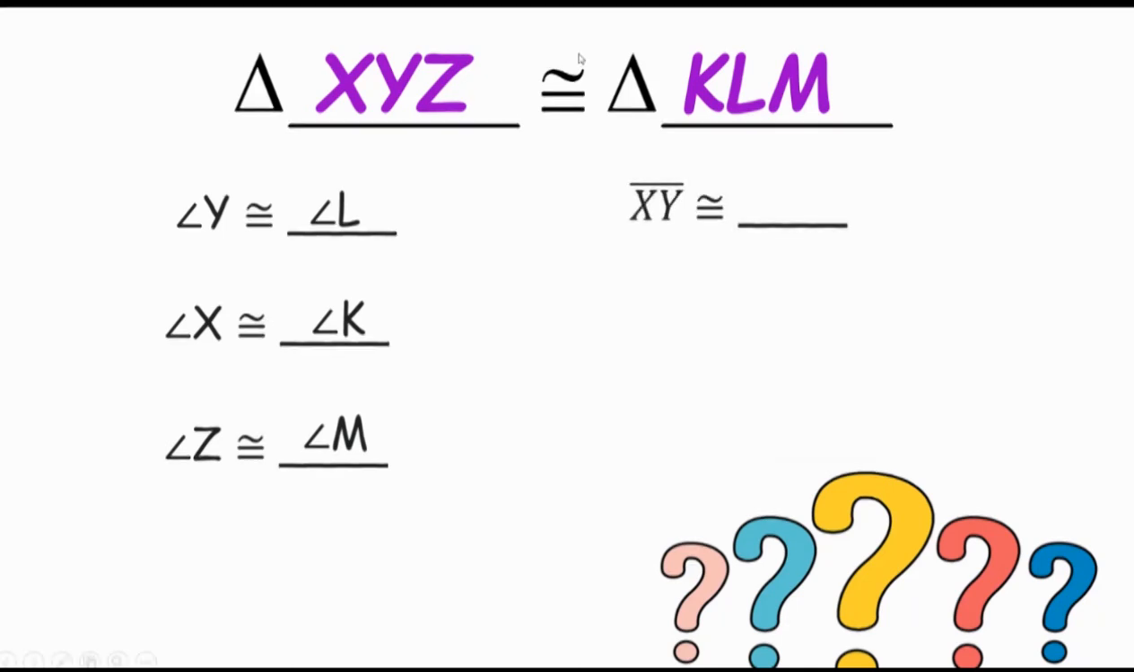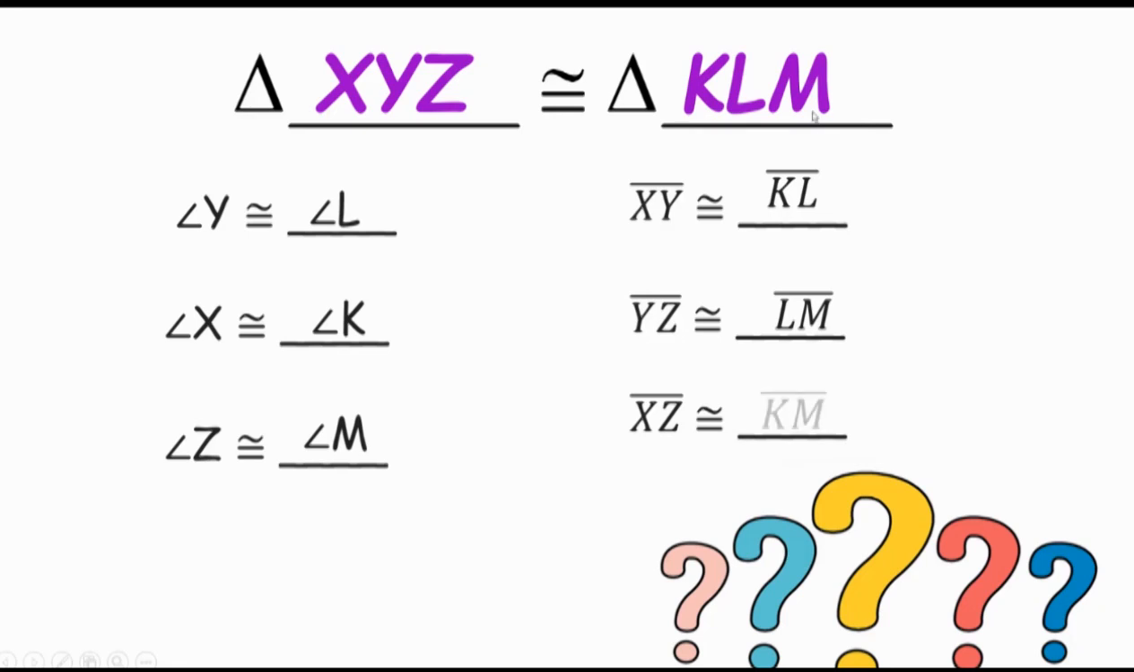We could try with lines too. Line XY. What is congruent to line XY? It is congruent to side KL. And here too, side YZ is congruent to what side? YZ, L M. Side XZ. What is congruent to side XZ? This is the first one, and this is the last one. It will go the same here too. First and the last, that will be KM.